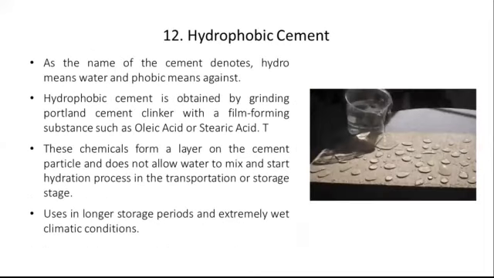Now, hydrophobic cement. As the name denotes, hydro means water and phobic means against. Hydrophobic cement is obtained by grinding Portland cement clinker with a film forming substance such as oleic acid or stearic acid. This chemical forms a layer on cement particles and does not allow water to mix and start the hydration process during the transportation or storage stage. It is used for longer storage periods and extremely wet climatic conditions.